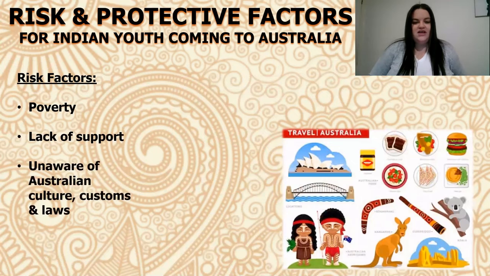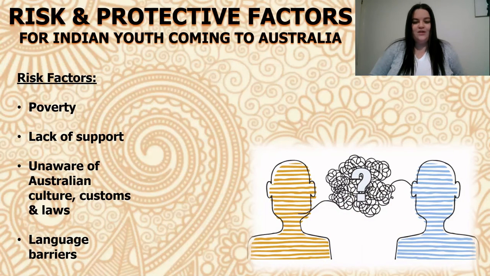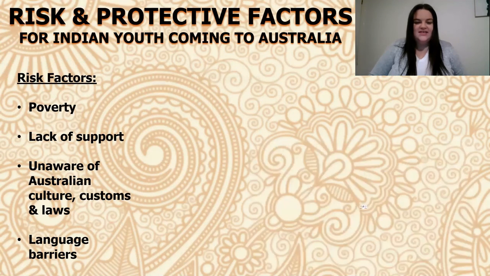As previously mentioned, Indian youth coming to Australia may not be fully aware of Australian culture, customs and laws. This can be quite overwhelming for them as well. The last risk factor I would like to mention is language barriers. Although English is pretty widely spoken in India, Indian young people who come to Australia may not be completely fluent. It is therefore a good idea to be patient when speaking to a newly arrived Indian youth and use an interpreter when necessary. Let's discuss a couple of positive factors now.